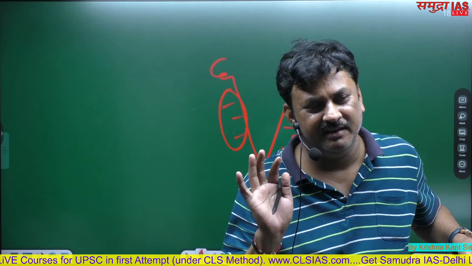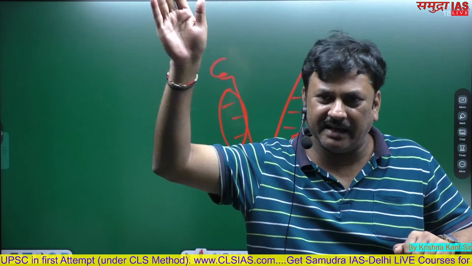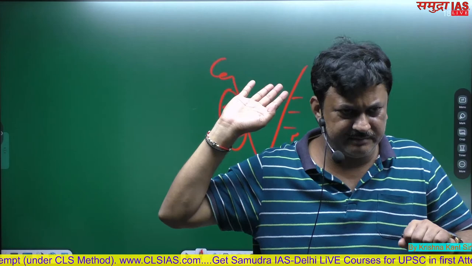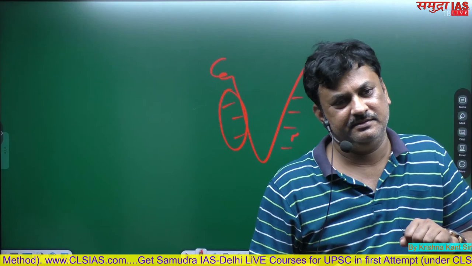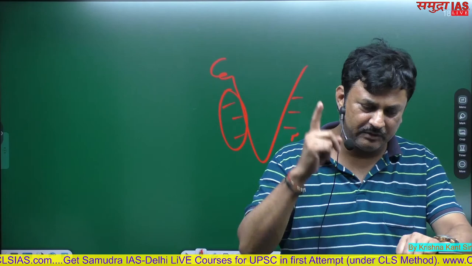What is the source of exogenic force? It is the sun. Because of the sun, wind is moving, water is moving, everything is taking place. What is the source of endogenic force? The sources are the three or four things that I have written. Okay? Now write down the next point.